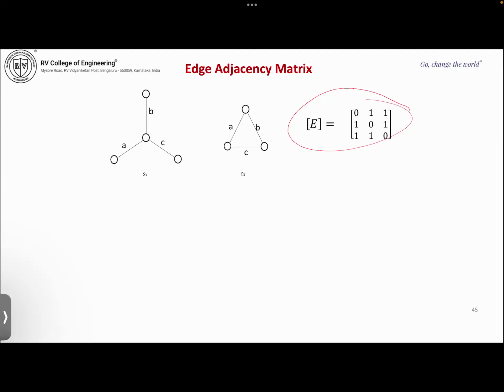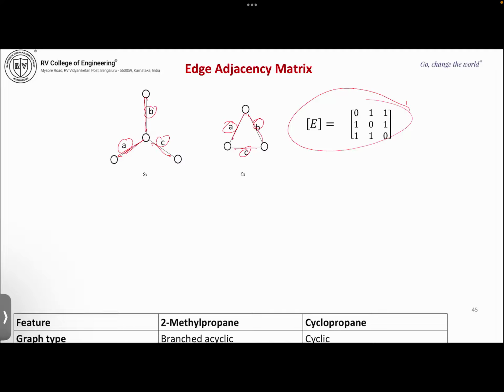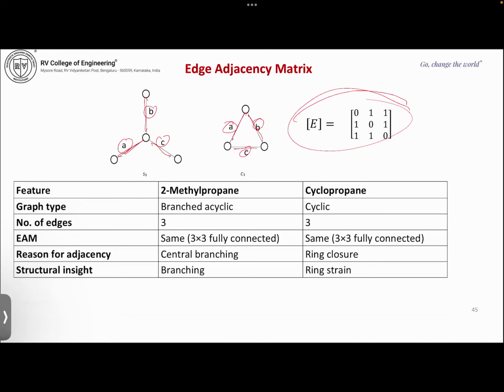Here there are 3 edges, A, B, C. Here also there are 3 edges, A, B, C. This is one edge, this is another edge, and this is another edge. For both of them, we get the same matrix. This is 2-methyl propane and cyclopropane. The graph type is branched, tree-like, and this one is cyclic. The number of edges is 3 and 3.